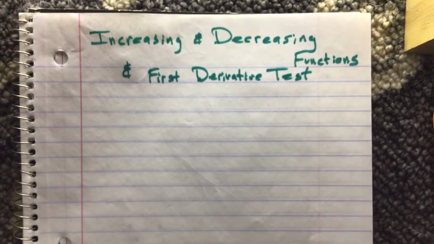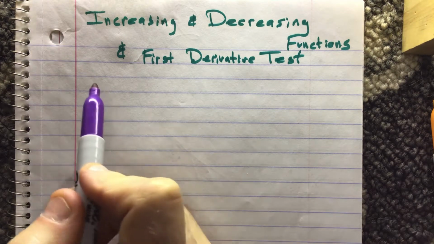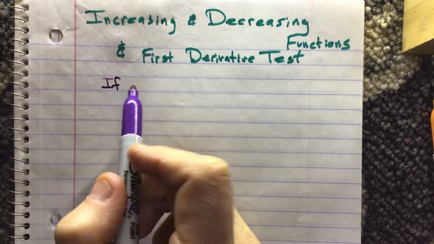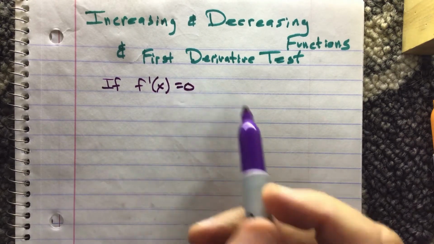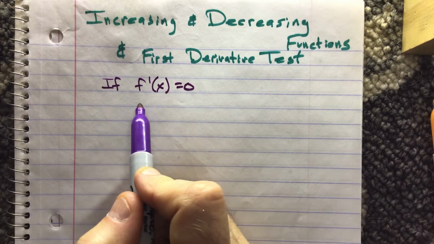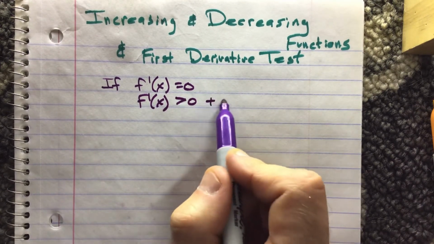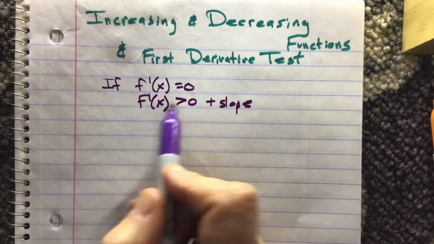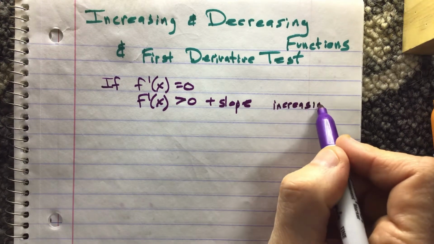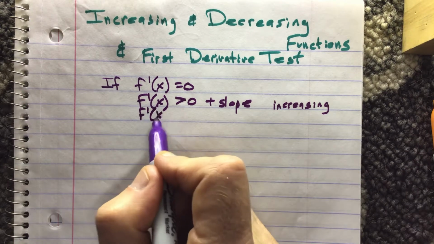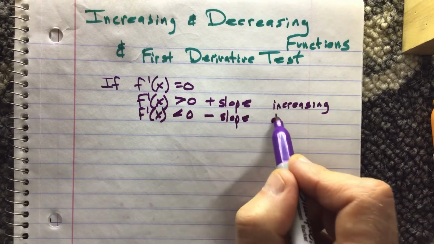Okay, in this video we're looking at increasing and decreasing functions and the first derivative test. So if you find the derivative of a function and you find its critical points, so where f prime of x equals 0, or if you find f prime of x and figure out where it's greater than 0, in other words you have a positive slope, then anywhere you have a positive slope the function is increasing. That makes sense. And anywhere you have a negative slope, or the derivative is less than 0, then it is decreasing.